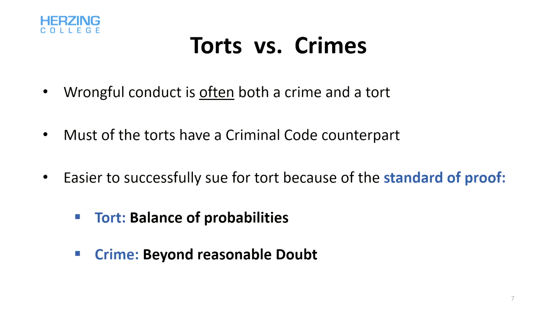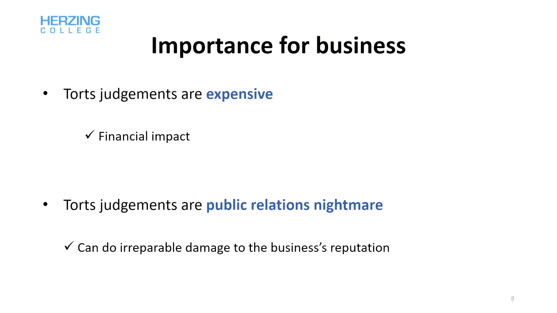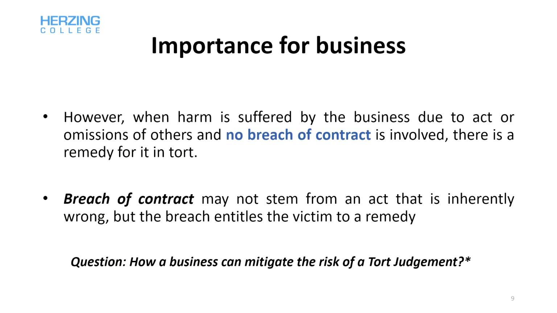Torts versus crimes. Wrongful conduct is often both a crime and a tort. Most torts have a criminal conduct counterpart. It is easier to successfully sue for tort because of the standard of proof. A tort is a balance of probabilities, and a crime is not a balance of probabilities. It's beyond a reasonable doubt.